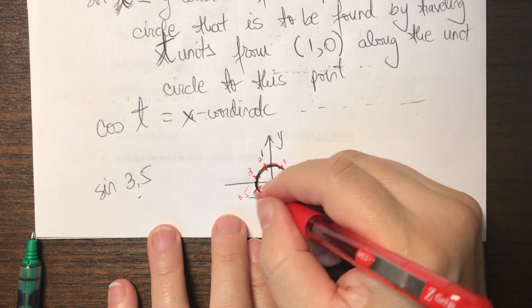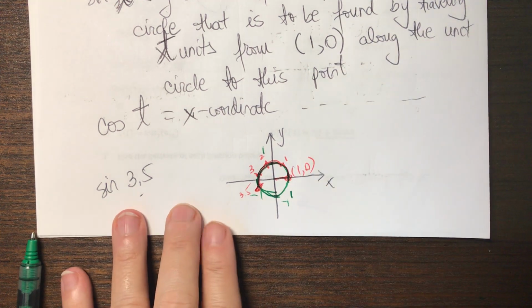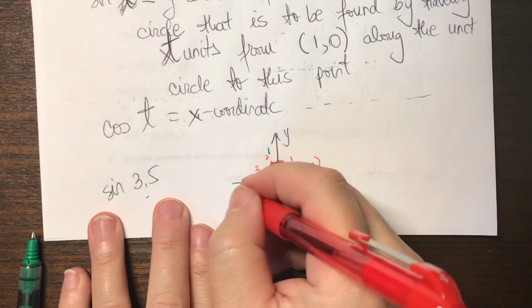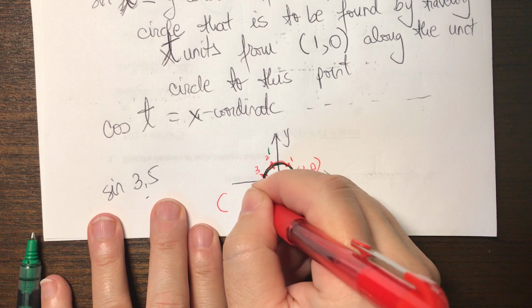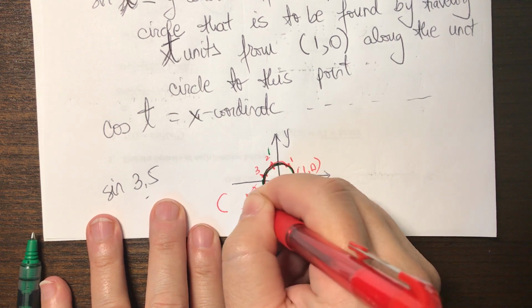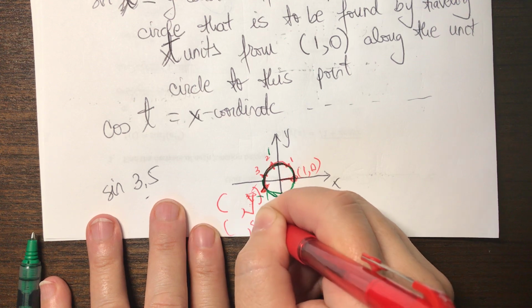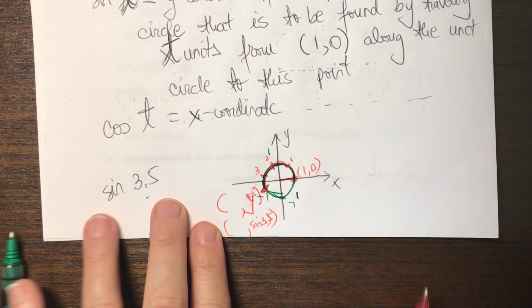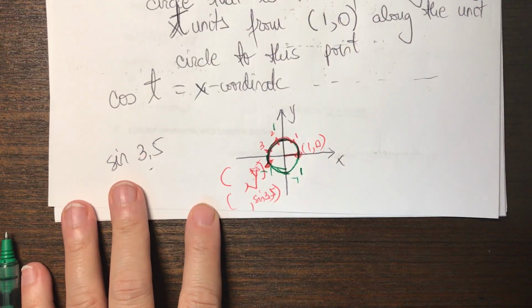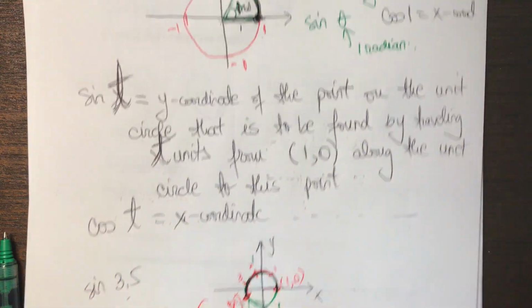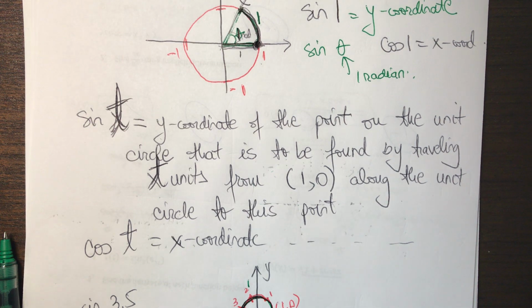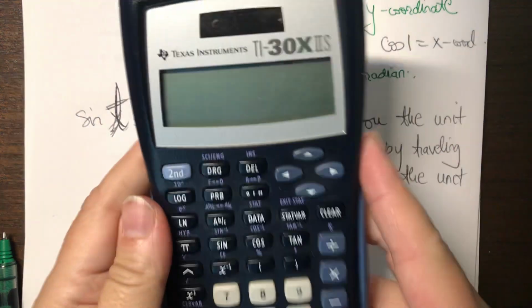So once I arrive here, all I have to do is pick the y coordinate of this point. The y coordinate of this point is sine of 3.5. And I dare you to put this in your calculator, which I'm going to take right now, and put in my calculator sine of 3.5. So I'm going to show you.